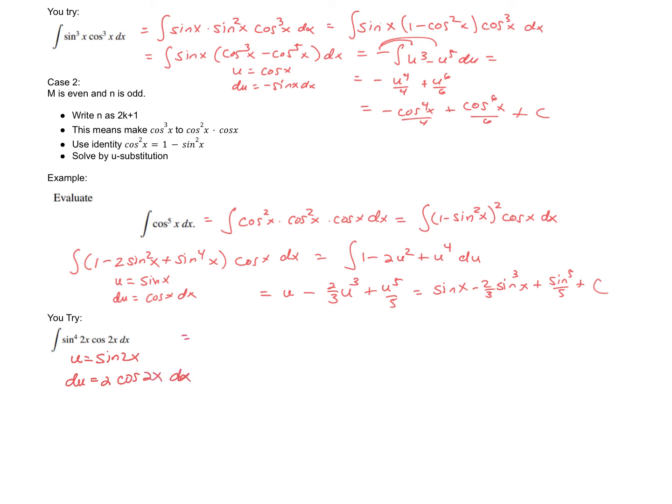And so then you can see that your cosine 2x dx will be replaced with a half du. So this whole integral will become a half u to the fourth du. So it's actually much simpler than the one that I had done. And then you integrate. And then you replace the u.